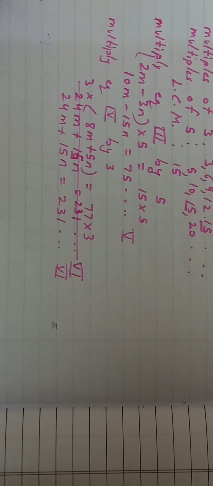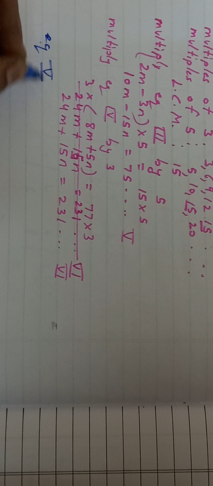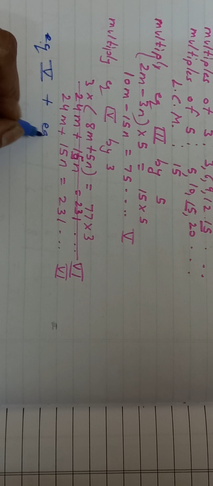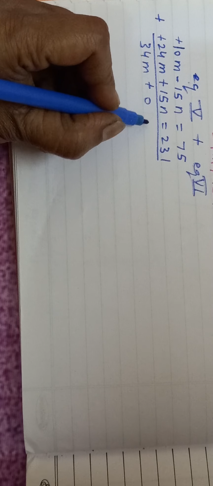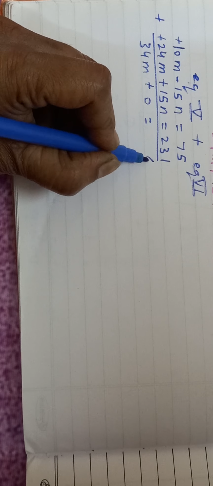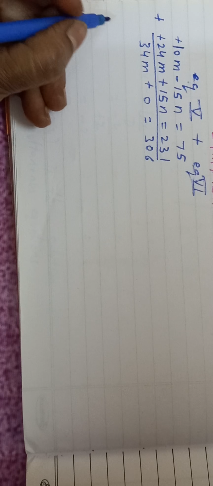So we will write equation 5 plus equation 6. So here I have added equation 5 and 6. Here no sign plus, no sign plus. Now 24 plus 10 is 34m. Here 0 is equal to 5 plus 1 is 6, here 10 and here 3, 306.